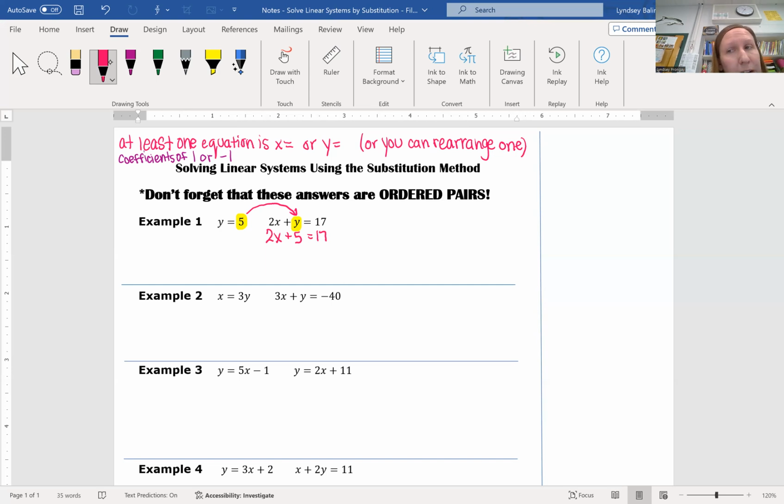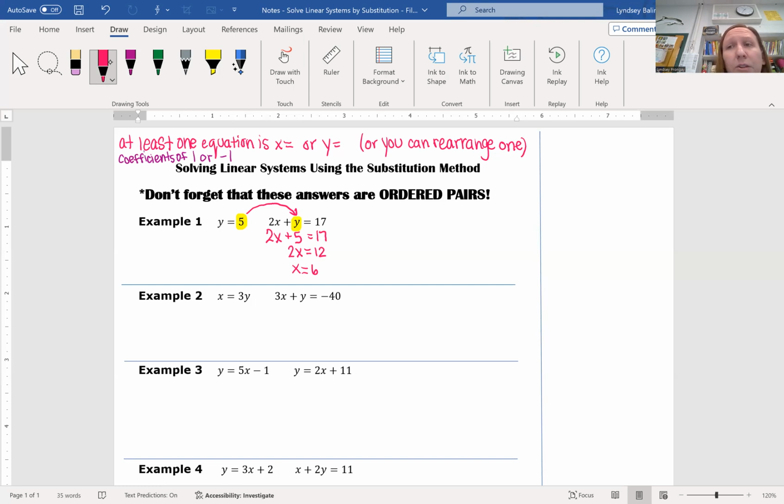Due to lack of space, I'm not going to show every single step, okay? But it's still just our normal equation solving skills here. So first I would subtract my 5 from both sides. I get 2x equals 12 because 17 minus 5 is 12. And then I would divide both sides by 2 and get x equals 6. But remember, our answer should be ordered pairs. So x equals 6 is half the battle, okay?